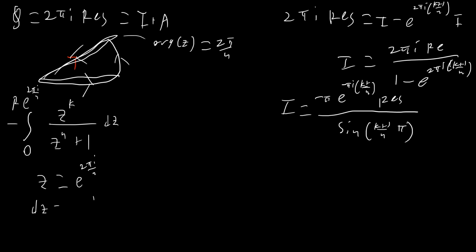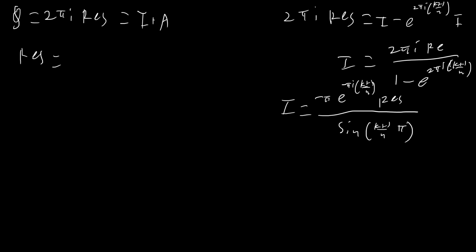Alright, now this is pretty good. All we have to do is solve for our residues. So our residue is going to be equal to, remember the only residue we're worried about is e to the pi i over n. That's the only one that we captured. So it's going to be the limit as z goes to e to the pi i over n of z minus e to the pi i over n times z to the k over z to the n plus 1. And so I'm just going to split up this limit because this part doesn't have anything problematic in it and we can just plug it in directly. So I'm going to go ahead and do that.